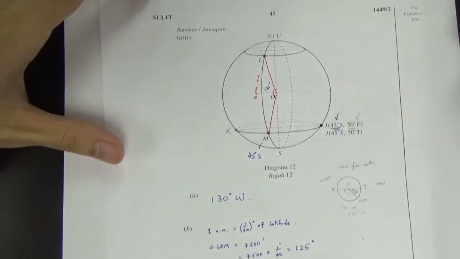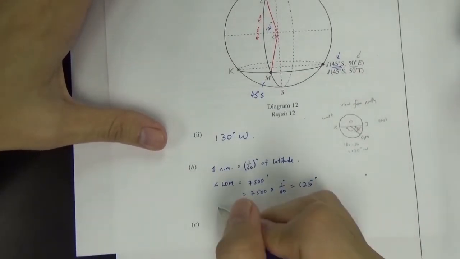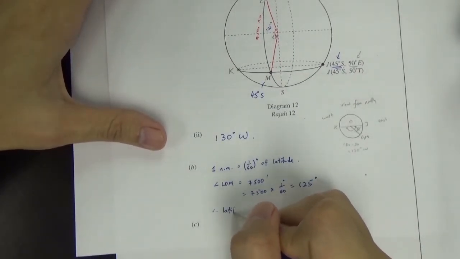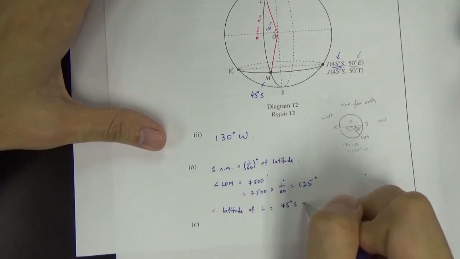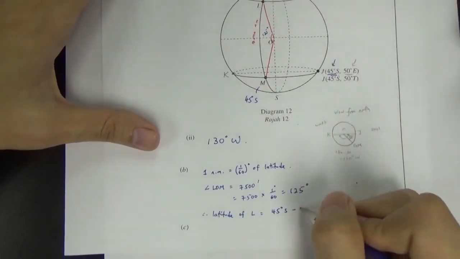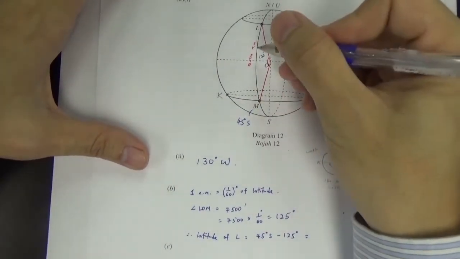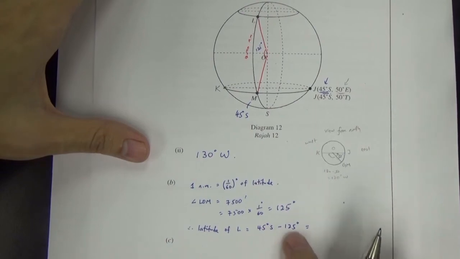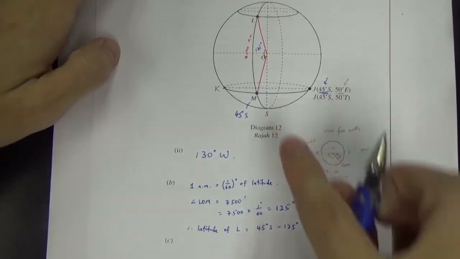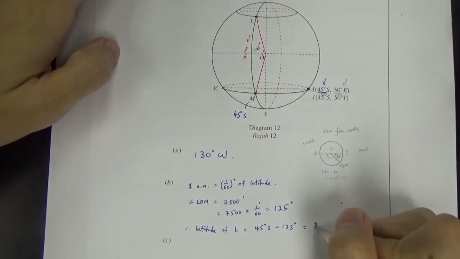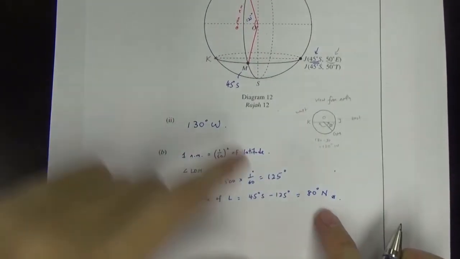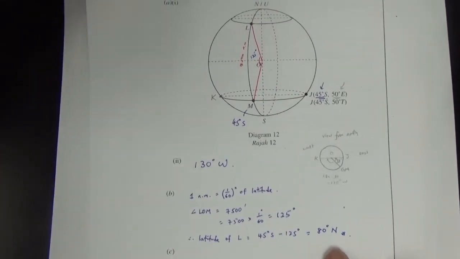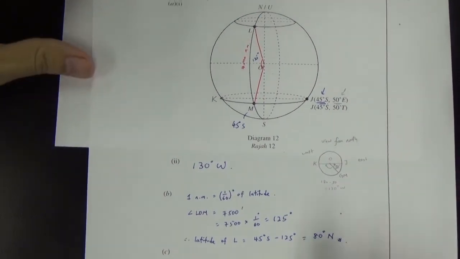Then you go up. So that means the latitude of L must be 45 degrees south minus, because you go up, so minus 125 degrees. If you take 45 minus 125, that is negative 80, but negative 80 means it's in the north direction, so it's 80 degrees north. That is the answer. Okay, so that is part B done.